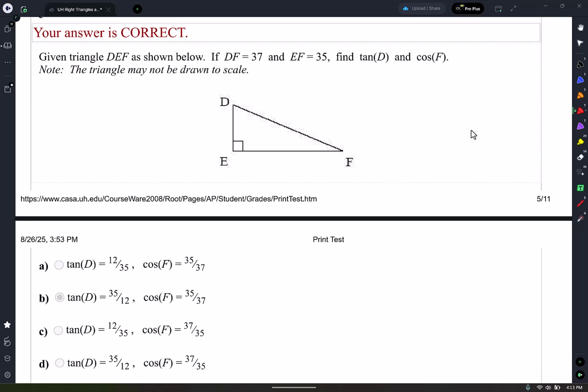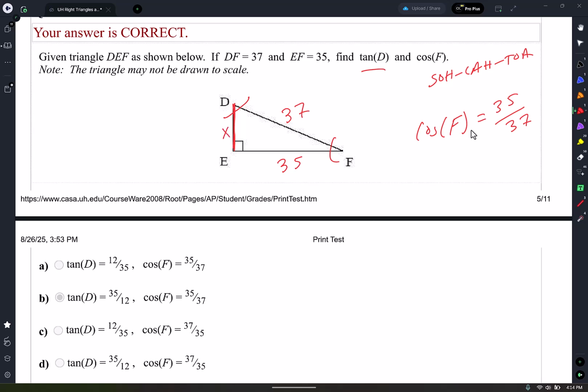Not to scale. DF is 37. EF is 35. And they want tan D, so I'm looking at this angle, and cosine F. I'm looking at that angle. So cosine F you can get right off the bat. So cosine F is just adjacent over hypotenuse. So let me write SOHCAHTOA. Adjacent, 35, over hypotenuse, 37. Cool or not cool? Now, for the tan, I need to figure out what this distance is.